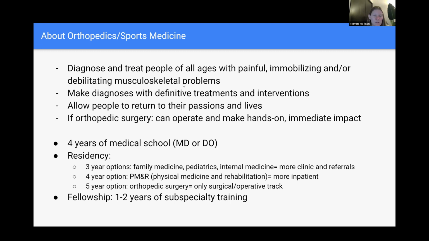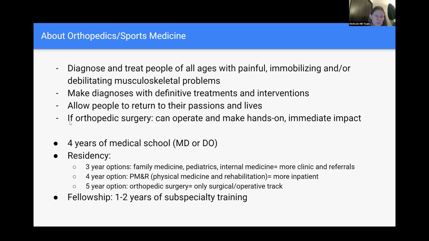And what's great about these is a lot of the time you can make a diagnosis with a definitive treatment and have great interventions for them. Unlike other parts of medicine where the patient problems can be so complex and so difficult to treat, in orthopedics, you are making a very tangible difference in a specific problem that people have. And like I was talking about before, people are really grateful for their ability to return to their passions and to their lives. And maybe you'll treat professional athletes who otherwise would have ended their career, and now they are able to go back and do what they love. So those types of things.